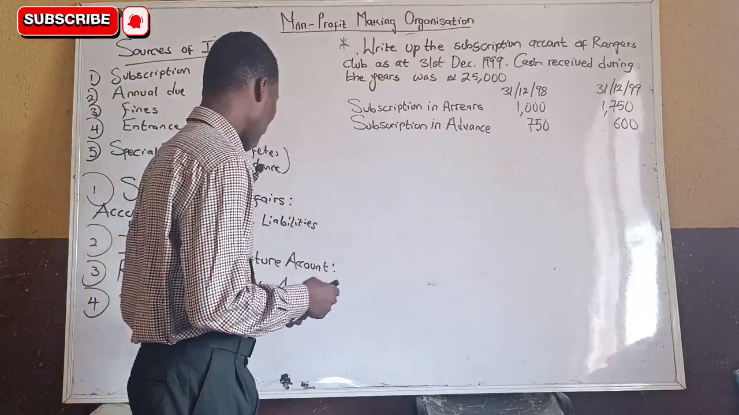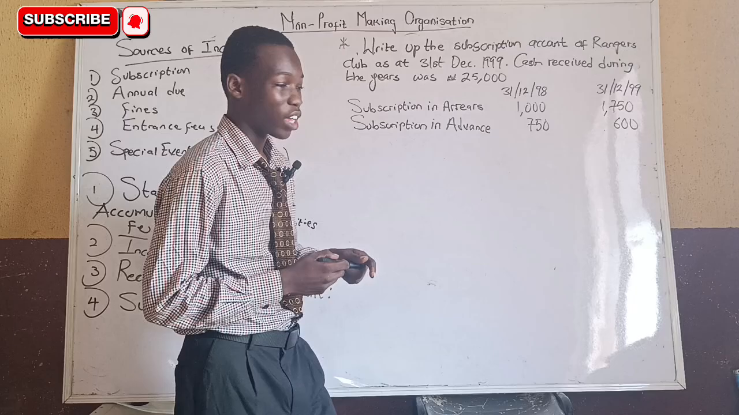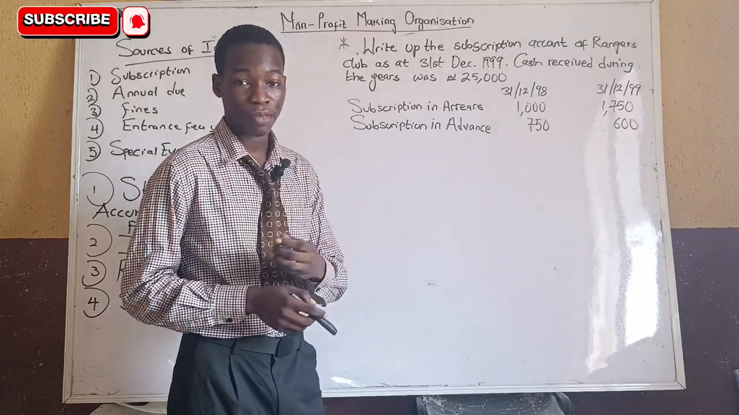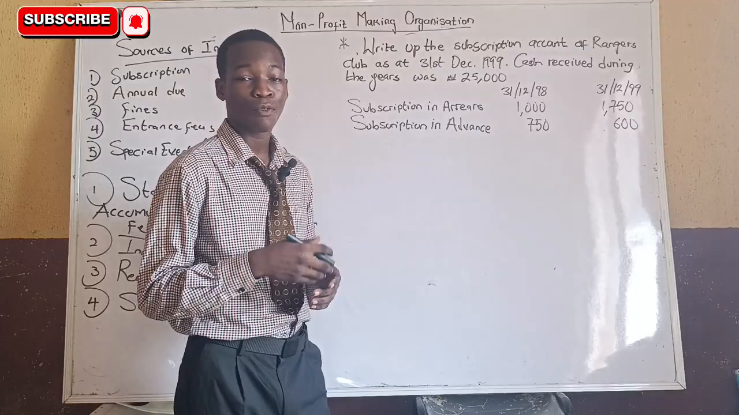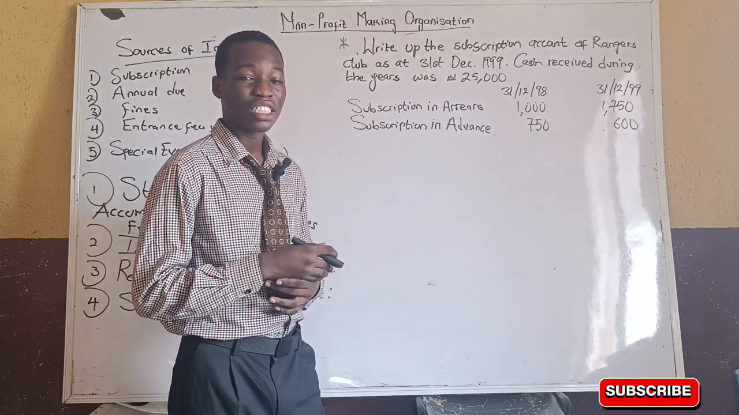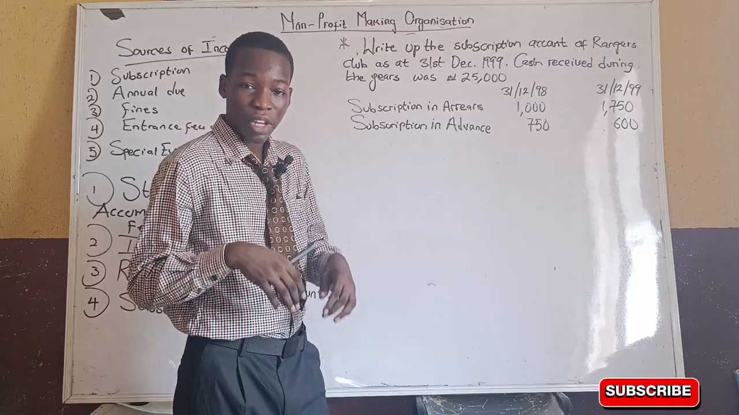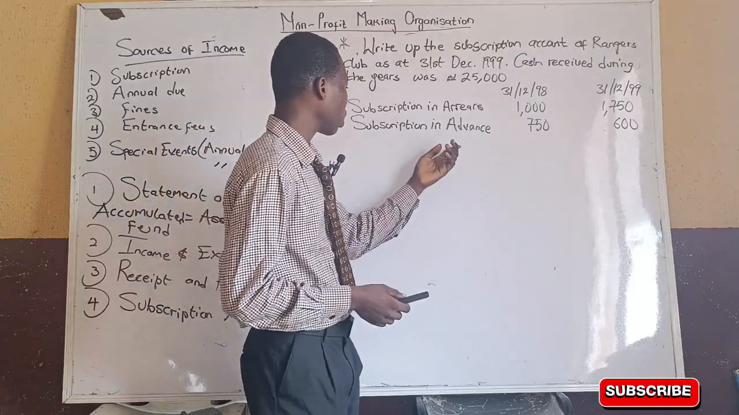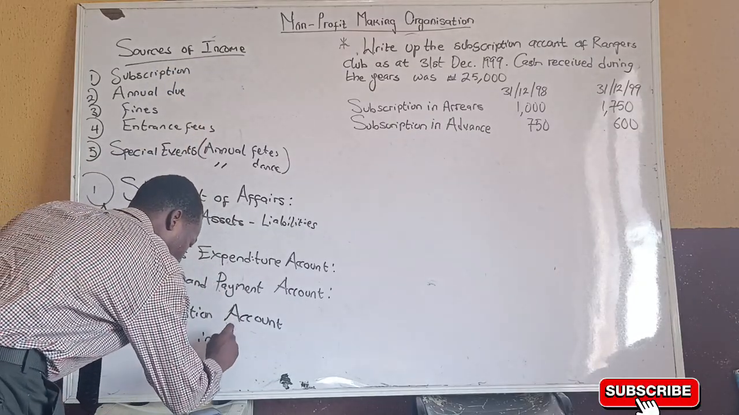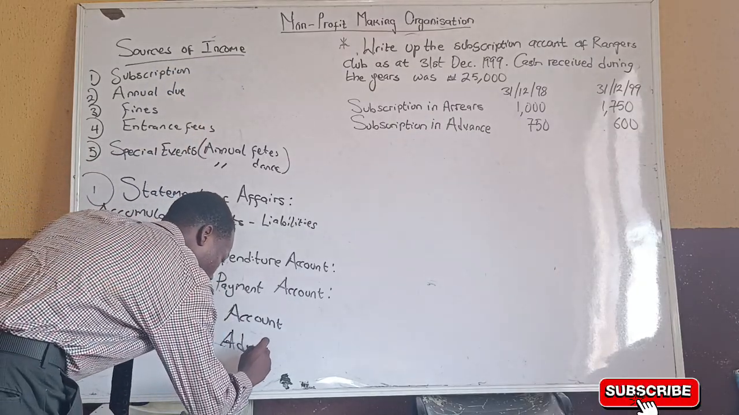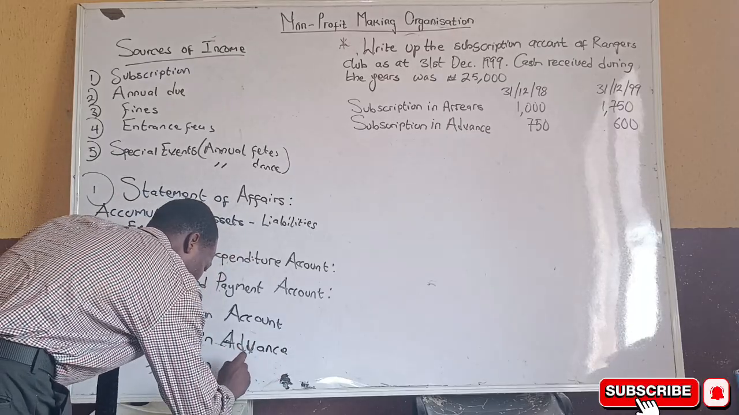Now here is the problem. As I said earlier, sometimes the subscription may be in arrears and it may be in advance. When we are talking about subscription in advance, let me repeat myself again. Subscription in advance is trying to tell us that the members have paid in advance. They have paid the amount which is not for this year but for next year. Subscription in advance, is it a current asset or current liability? So let's look at that also.